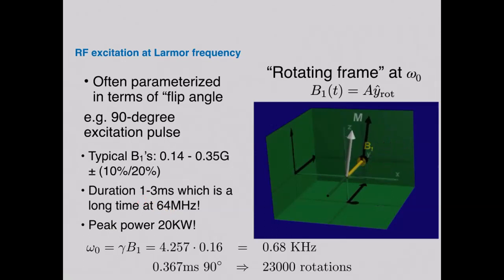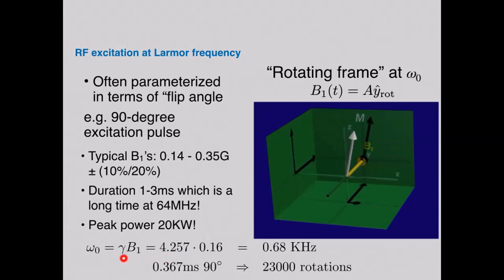Okay, so let's say you do a 90-degree excitation that flips this down into here in 1 millisecond. During that 1 millisecond, in the actual lab frame, it rotated 64,000 times till it got down there. And at 3T, it will rotate 128,000 times. That's a lot of time at those frequencies.